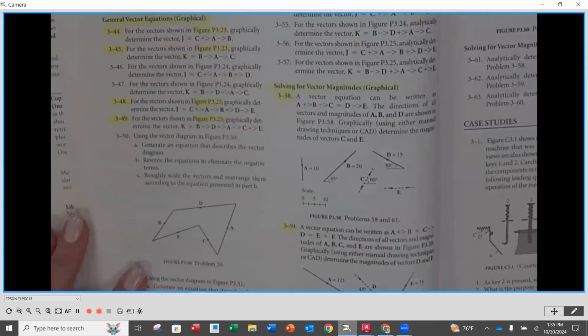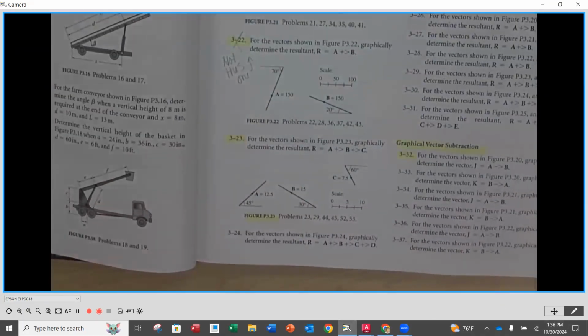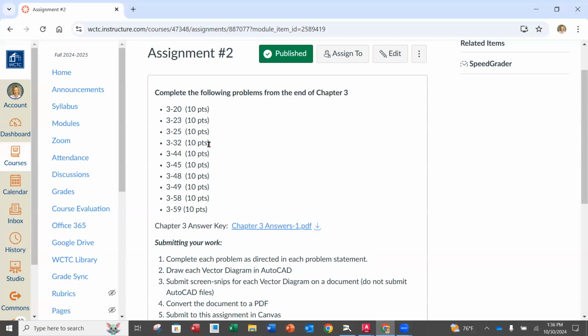Oh, then it goes into vector subtractions or vector equations. So I guess that's the only one that we're doing as a vector subtraction. I'm kind of surprised. Just 332. All right, I guess we'll just do 332. I won't change it. So you would be able to do the first four problems based on what we've gone over up until this point.